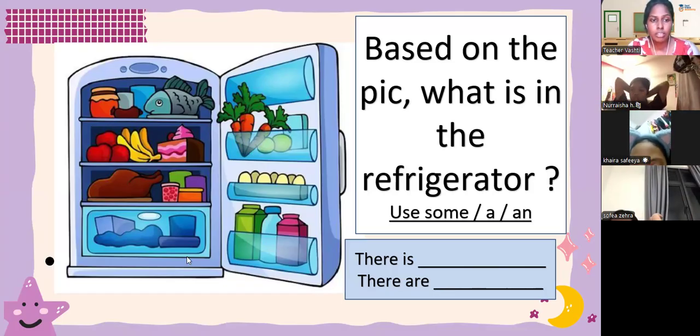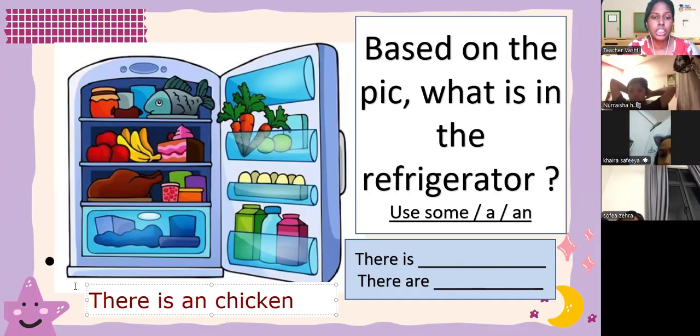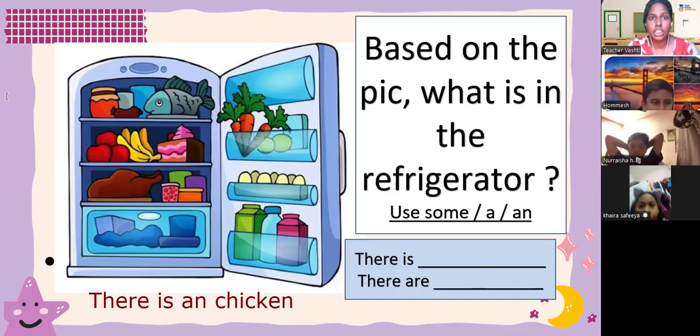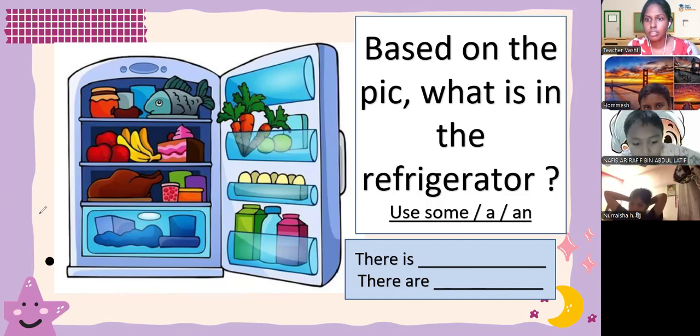Nafis, can you hear? Yes. "There is an chicken." Does chicken start with A, E, I, O, U? No. If it doesn't start with A, E, I, O, U, can you use an? No. So you must use a chicken. Okay, make the correction. Okay, Arisa, very good.